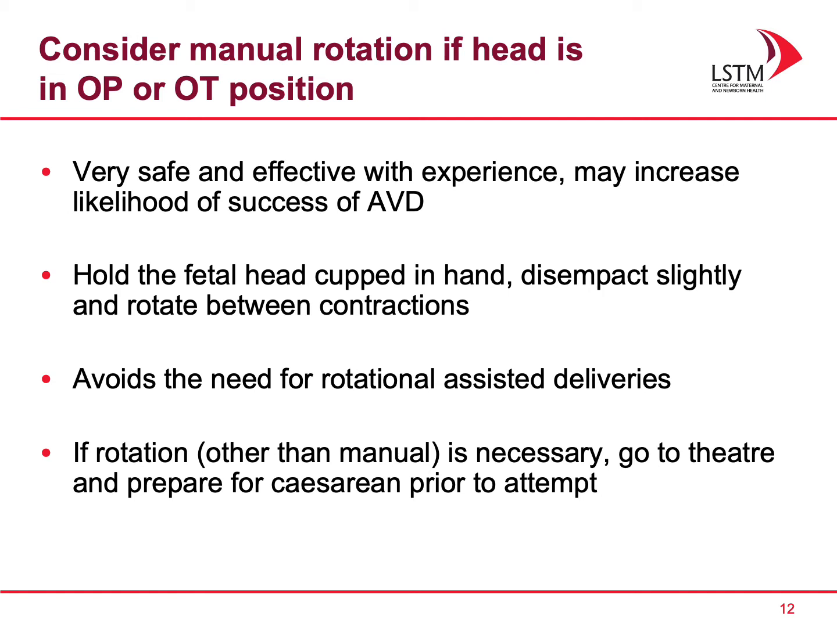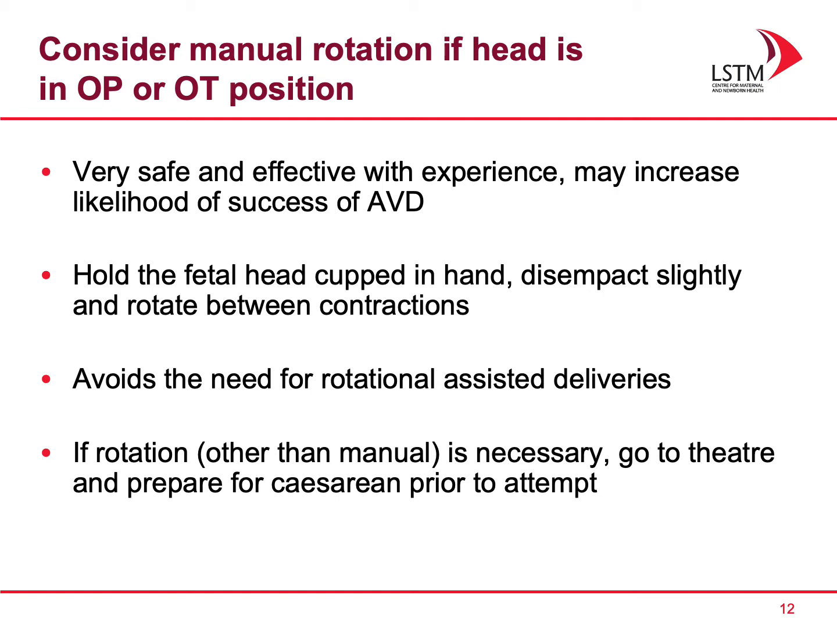Good. Now, at times you want to do your vacuum delivery and the head is in the occipital posterior or occipital transverse position. You can attempt manual rotation of that head, because if you are able to succeed in doing that, the likelihood that your vacuum delivery is going to succeed is actually very, very high if you do that. So how is this done?